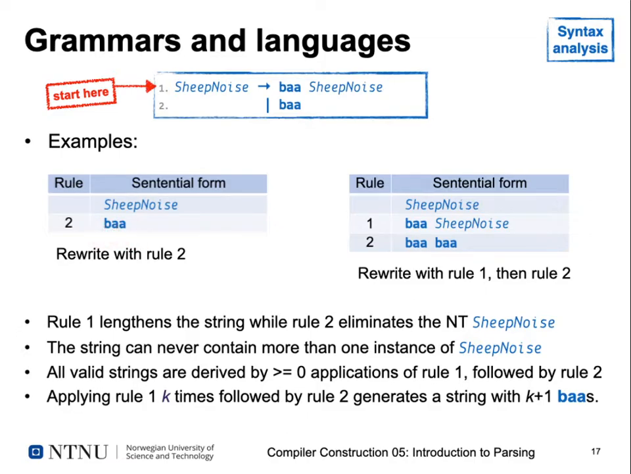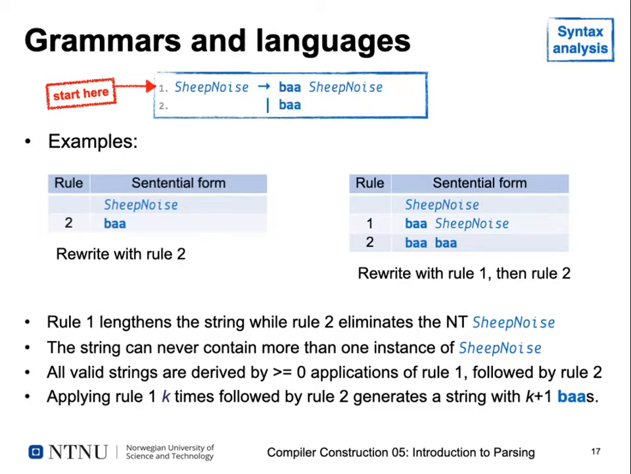So we rewrite with rule 2, so we derive bar, and then in this new sentential form, we figure out there's no other non-terminal symbol, so we're finished because we cannot go any further. There's nothing more to derive. There are only terminal symbols in the sentential form. So we derived the first valid word, part of our language generated by G, which is just bar. So bar would be a valid expression in our language. Let's look at a slightly more complicated example. Again, we start at sheep noise, and then we use the first rule first, and derive bar sheep noise.